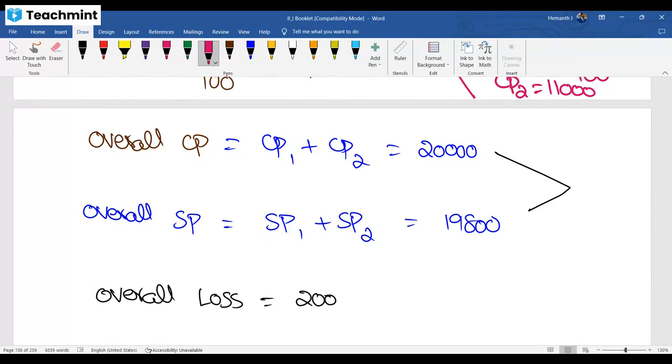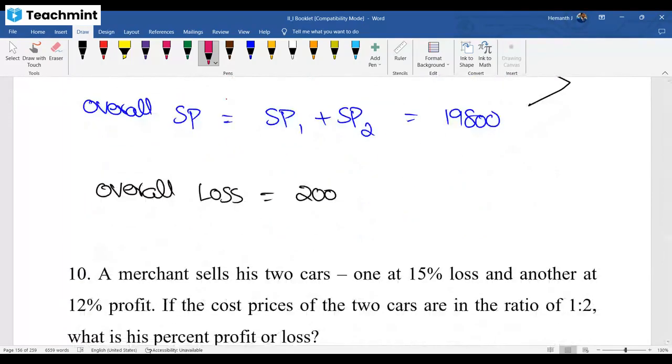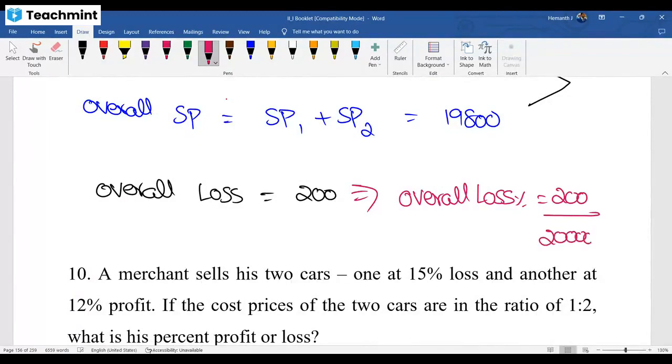Overall loss in terms of rupees is 200. In terms of percentage, what? Loss should be calculated with respect to what? For overall loss percentage, loss with respect to CP is 200 over 20,000 into 100. Numerator 200, denominator 20,000, cancel, we got 1%. So one of the options will say overall loss is 200 rupees, correct. Overall loss is 1%, that is also correct. In terms of percentage 1%, in terms of rupees it is 200 rupees, right?